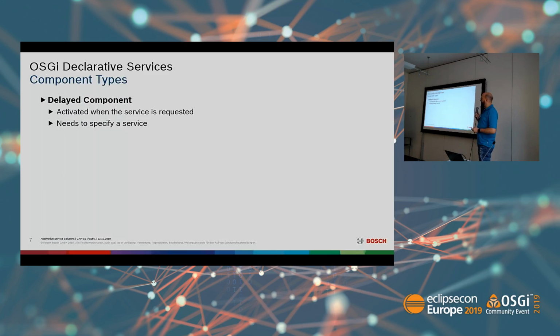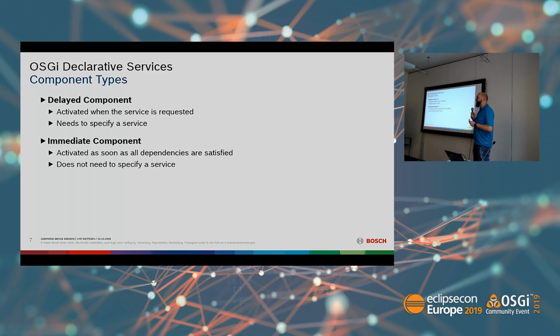Then we have basically three component types. We have delayed components. So these components are activated when they are requested as a service. And they need to specify a service. So a delayed component is always a service. We have an immediate component. They are rare in use. They don't need to specify a service. And they are activated as soon as all the dependencies are fulfilled. So when everything is satisfied, this component gets activated. That's a special case. Typically, for example, on an application startup, similar to a main class.